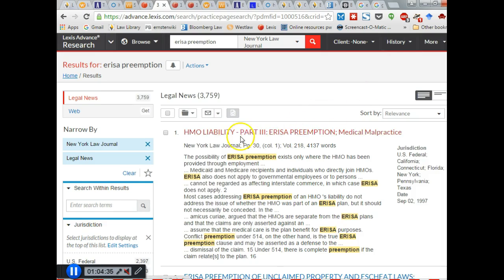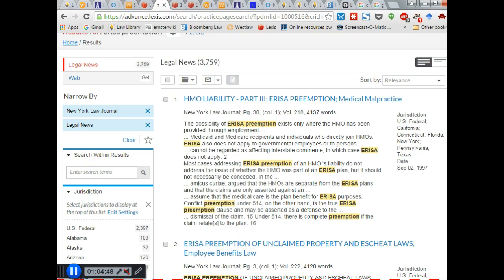And check this out, HMO liability, part 3, which suggests there's a part 1 and 2 that I probably will want to read, right? ERISA preemption. I mean, that was our search terms, so that looks like that's going to give us a sense. And it's a New York Law Journal. But of course, I want to be bibliographically aware, right? 1997.